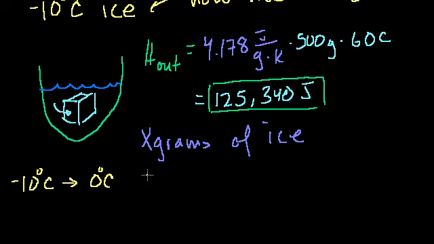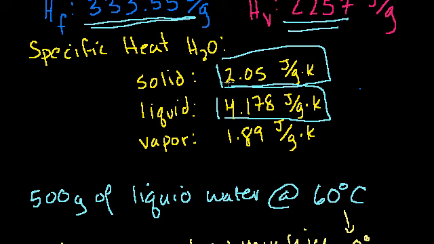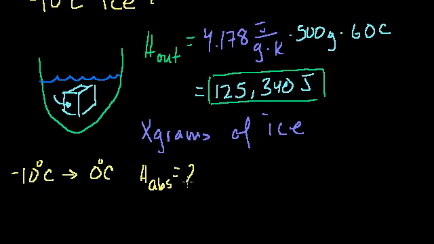The heat that's absorbed by the ice is equal to the specific heat of ice water, 2.05 joules per gram Kelvin, times the amount of ice, that's what we're solving for, so times x, times the change in temperature. This is a 10-degree change in Celsius degrees, which is also a 10-degree change in Kelvin. So we could just do 10 degrees.